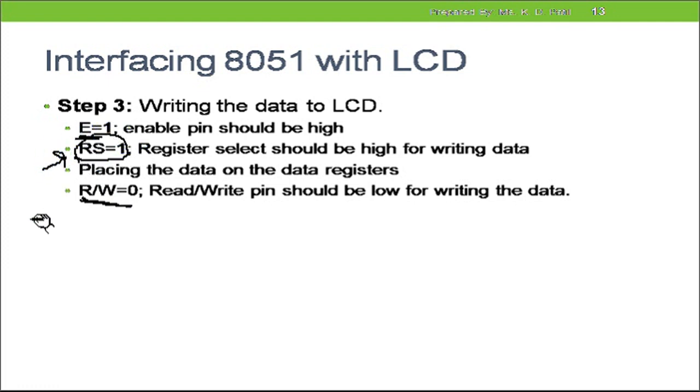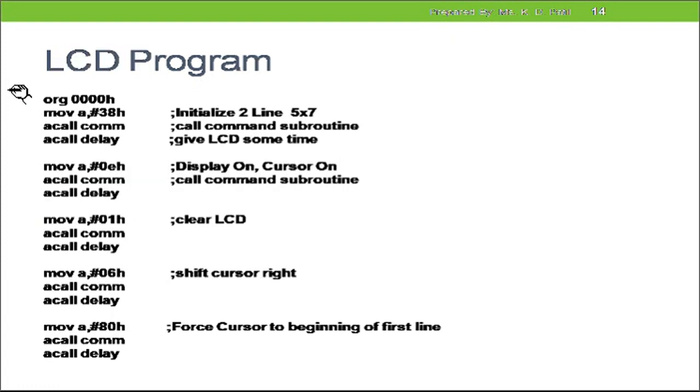As register select is 0 for commands, for instruction, but for data register select is 1. Okay, so that thing you remember. Let us see the actual program now. This is the LCD program. I want to display SRES on my LCD screen.